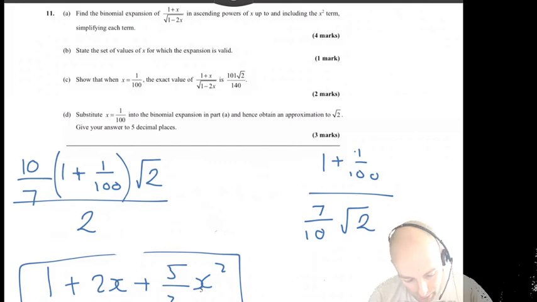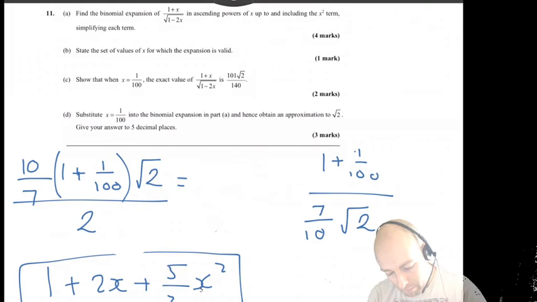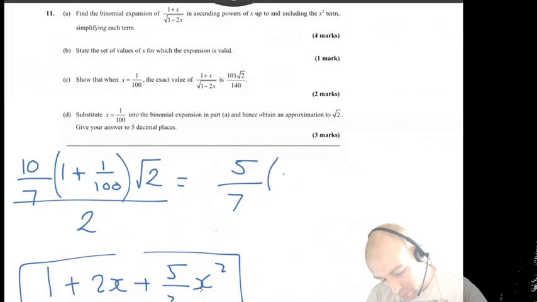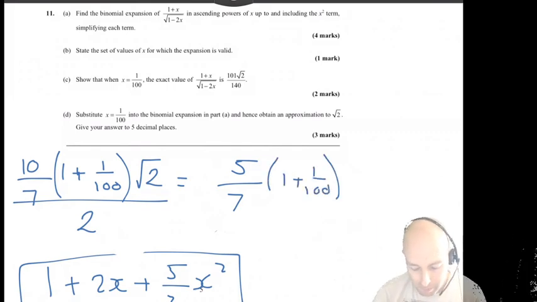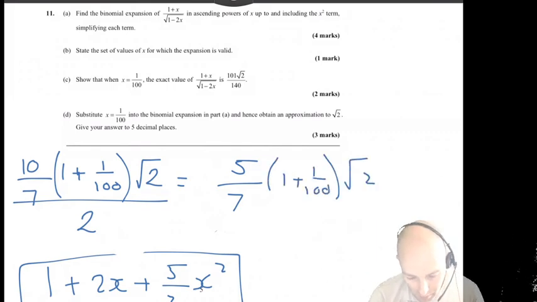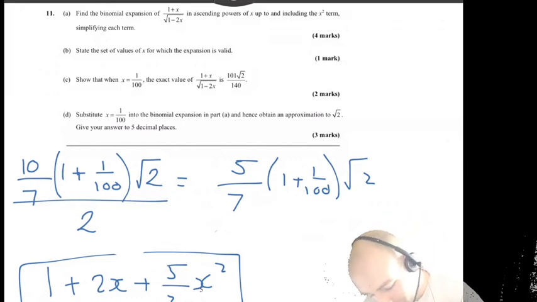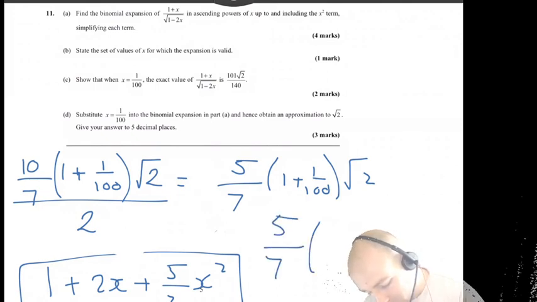Cool. We can simplify that even further to get 5 over 7, 1 plus 1 over 100 times root 2. Okay, 1 plus 1 over 100 is going to be 101 over 100. So 5 over 7 times 101 over 100 times root 2.